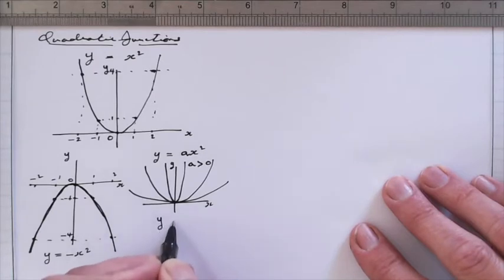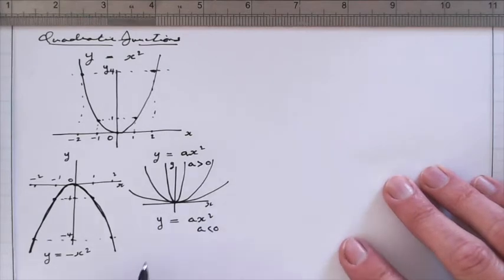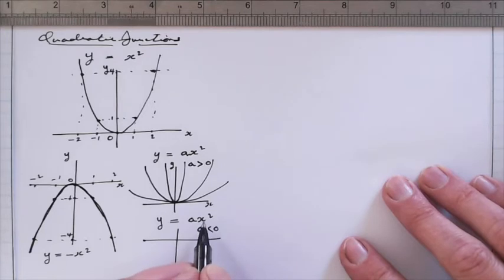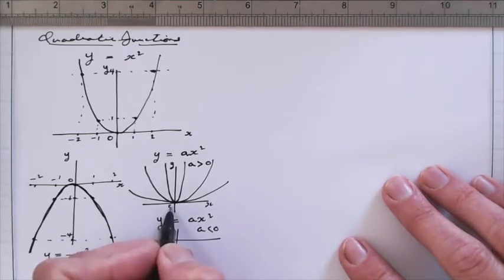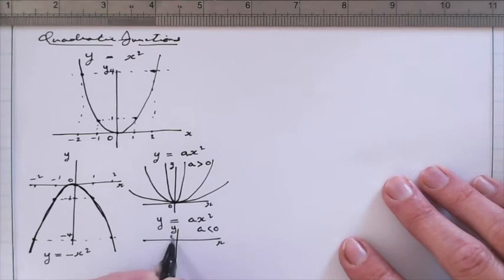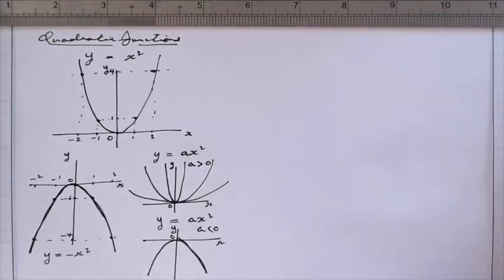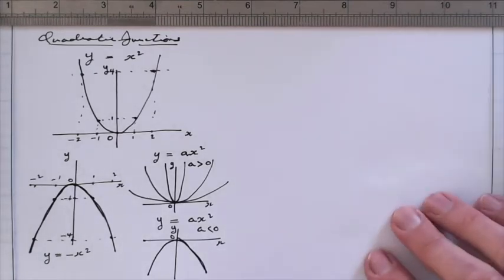Similarly, if we have y equals ax squared and a is negative, then x squared is always greater than or equal to 0. If a is negative, we're multiplying that by a negative number. Y will always be less than or equal to 0. And we will have curves that look like this. Okay? Essentially a hill shape.